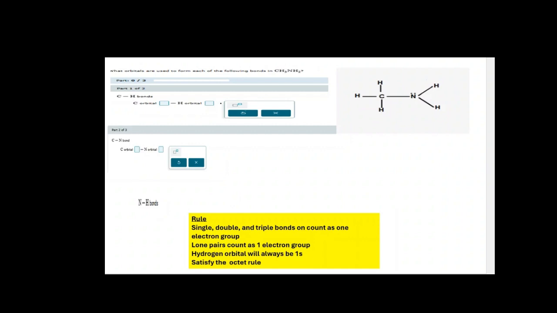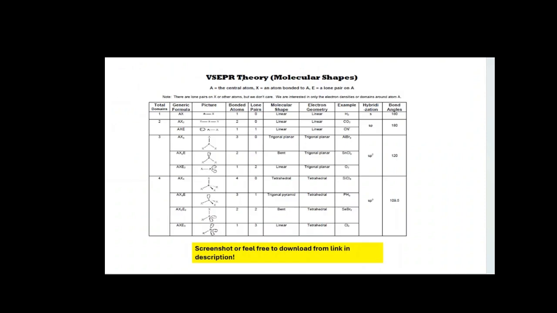The rules that I use to solve this question are: single, double, and triple bonds count as one electron group, which I shared in previous videos. Lone pairs only count as one electron group. Hydrogen orbitals will always be 1s in this question. And make sure that you're satisfying the octet rule. Again, this is a document you've seen from previous videos, but feel free to copy as needed.